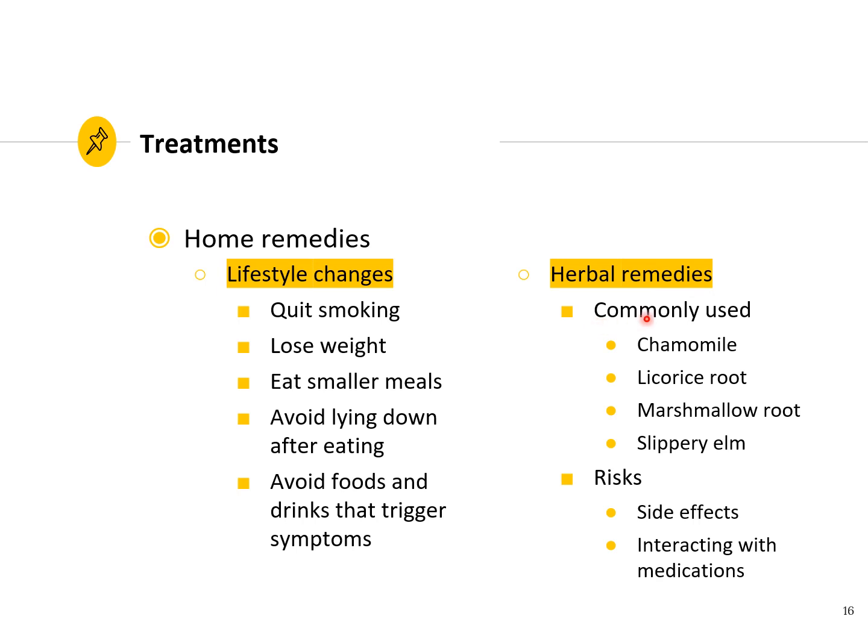The most commonly used ones are chamomile, licorice root, marshmallow root, and slippery elm. Although more research is needed, some people report that they experience relief from acid reflux after taking supplements, tinctures, or teas that contain these herbs. But in some cases, herbal remedies can also cause side effects and interact with certain medications. So checking with a doctor before use is really recommended.